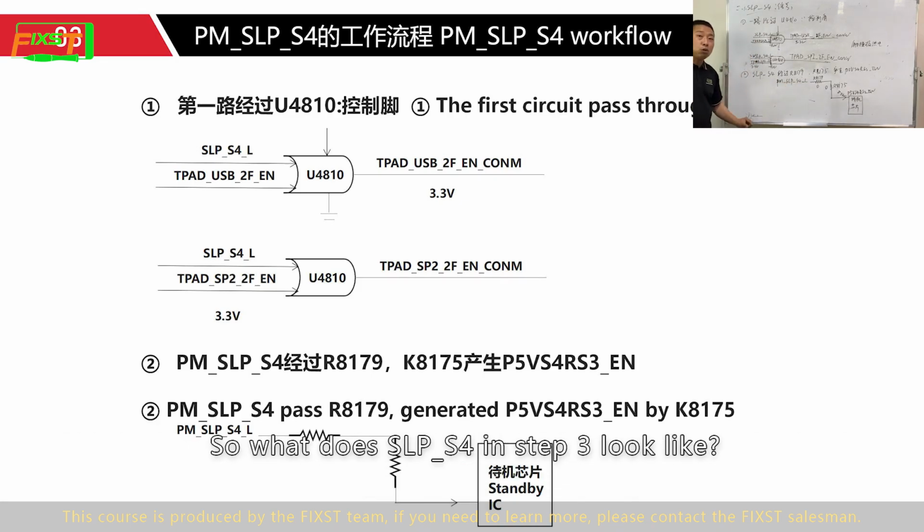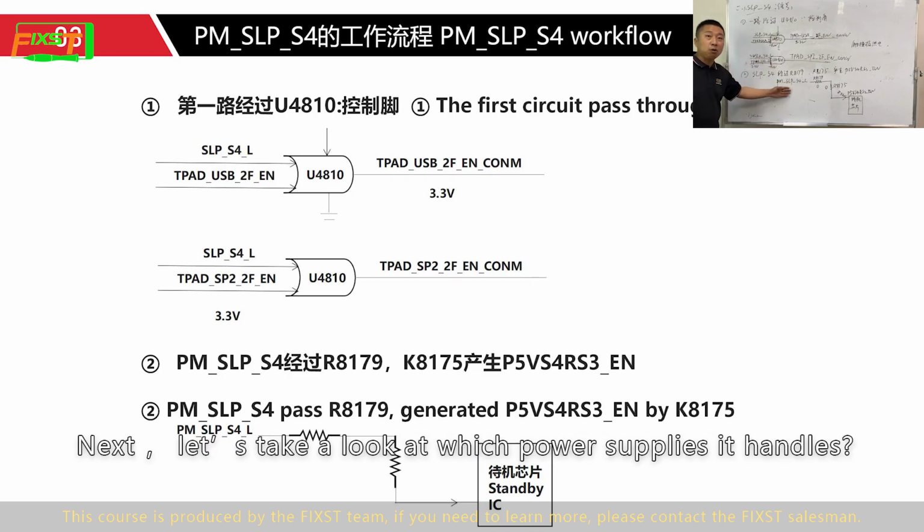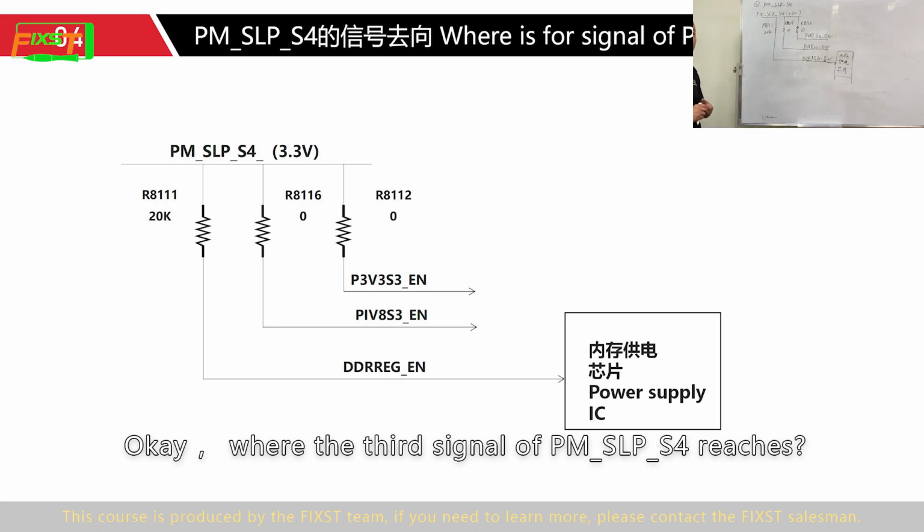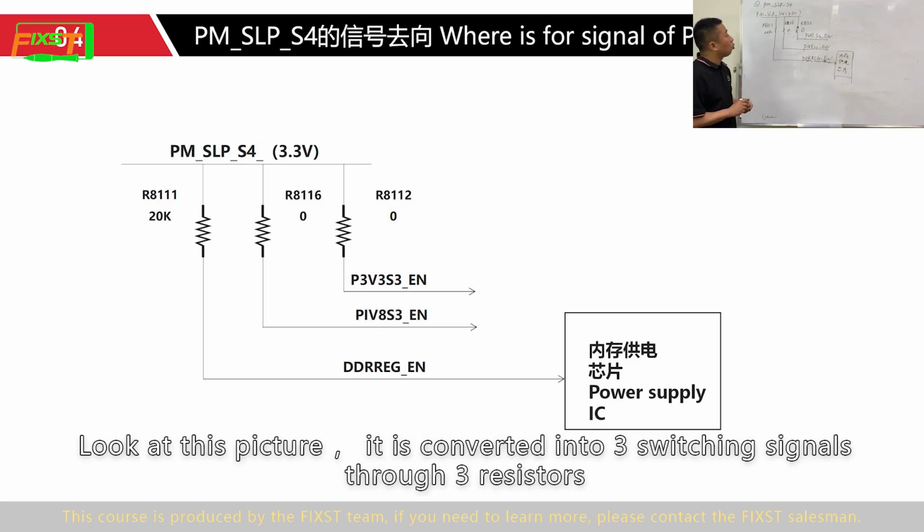So what does SLP_S4 in step 3 look like? Next, let's take a look at which power supplies it handles. Okay, where does the third signal of PM_SLP_S4 reach? Look at this picture. It is converted into a 3-way switching signal through 3 resistors.